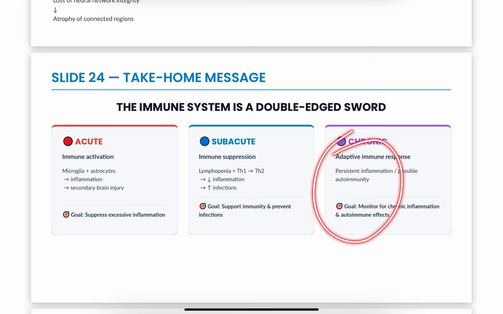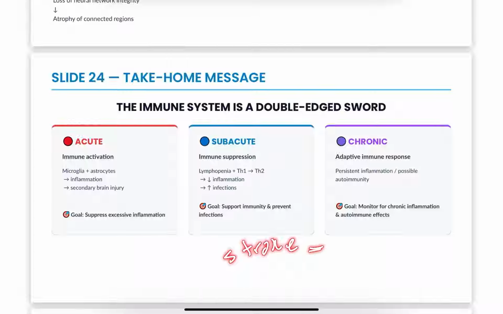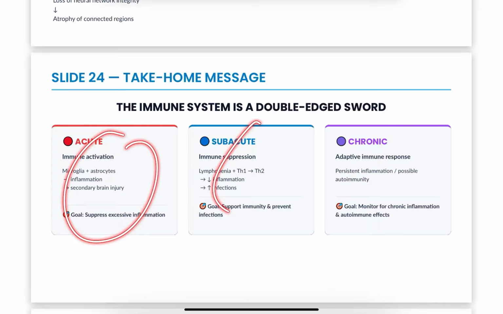And lastly, in the chronic phase, the adaptive immune response and persistent inflammation will contribute to long-term complications like autoimmunity or neuroinflammation. Okay. And the goal here is to monitor for chronic inflammation and autoimmune effect. So we cannot simply say that stroke will cause inflammation, so suppress the immune system. No, the immune response is changing throughout the phases, as we've seen. And what may be beneficial during one phase could be harmful in the other one. So in each and every phase, we have different stuff, different treatments.